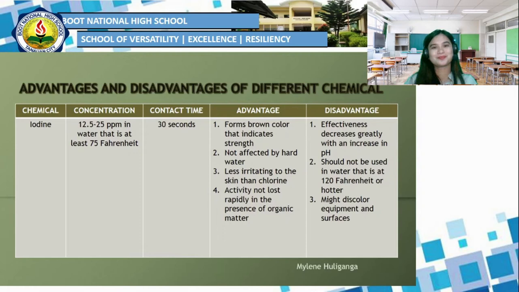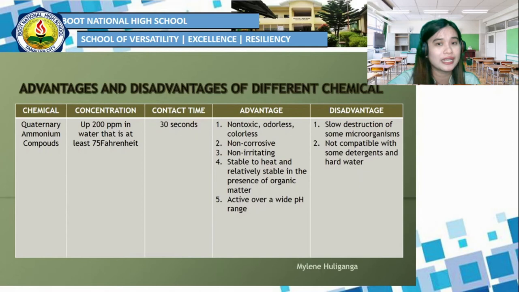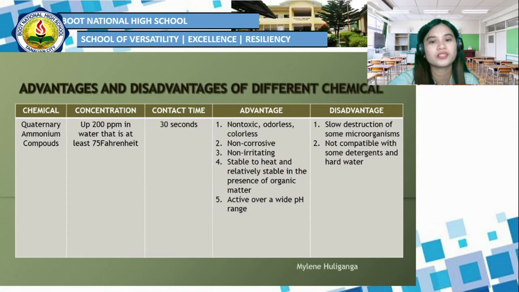Okay, hold on. Which we have the quaternary ammonium compound. Now, this one is non-toxic and odorless, colorless, non-corrosive, non-irritating, stable to heat, and relatively stable in presence of organic matter. It's active over the wide pH range. Ano? So, its disadvantage is slow destruction of some microorganisms, not compatible with some detergents, and hard water. Okay, so that is the quaternary ammonium compound.